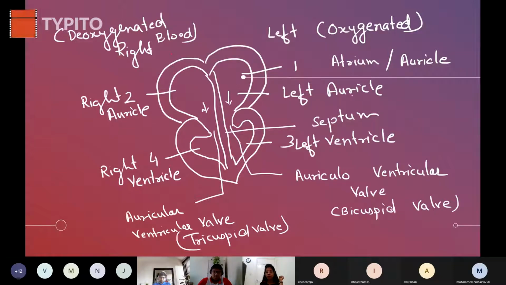All right, but the bicuspid has two finger-like projections, but the tricuspid valve has 1, 2, and 3 finger-like projections. But the valves are doing the same thing.